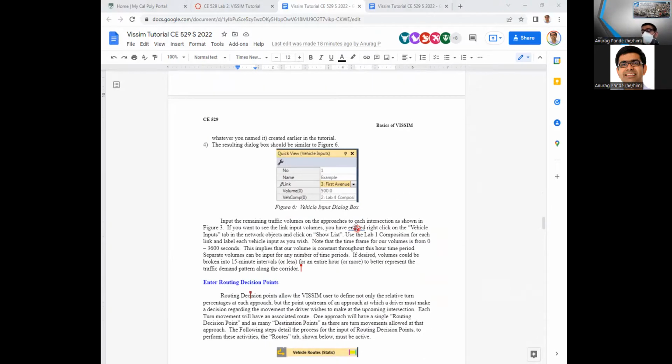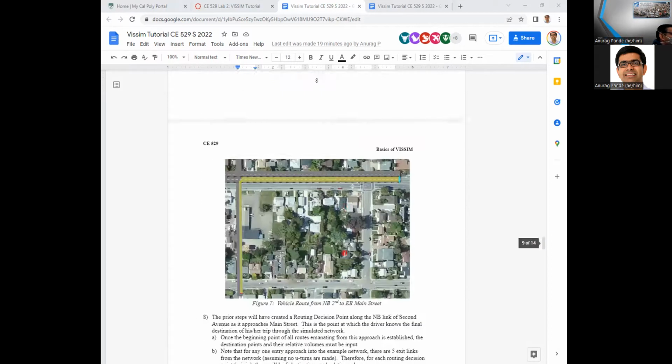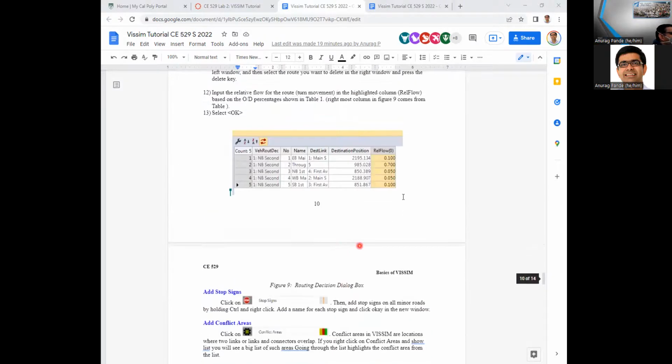So the key idea here is that your input volume happens first and decides how many vehicles are going to enter the network from each of the 6 origin points. And for all of those 6 origin points, you then have to define 5 routes that take you to 5 different destinations. So in all, you're going to be defining how many routes? 30 routes. For each origin, 5 different routes. And once you've defined those routes, the relative flow is where you enter those percentages.